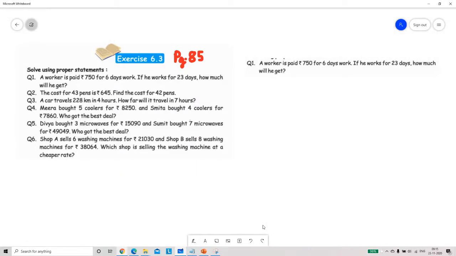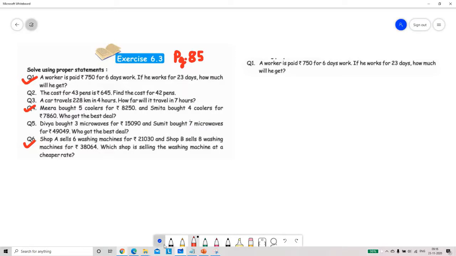Today we will be practicing more questions based on the unitary method. We are beginning with exercise 6.3, page number 85 in your maths books. Right now just understand the questions and how we can solve them using proper statements, and thereafter you can write down the same in your notebook. So let's begin. Today in class we are going to do question 1 followed by question number 4 and question 6. Questions 2, 3 and 5 will be your homework.